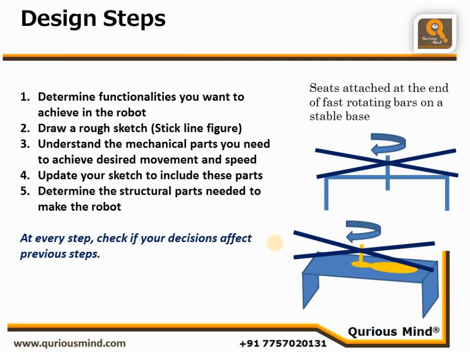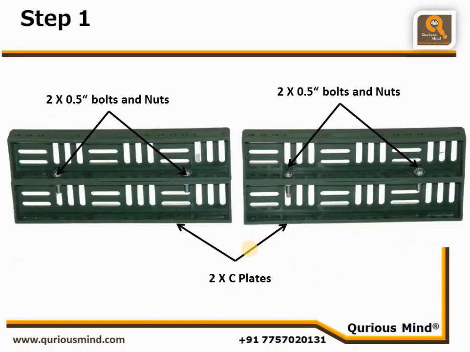Now I want you to pause the video, make your own robot, construct it completely, do not operate it, come back, watch the next part of the video, check if your construction is correct, and if it is correct, go and operate your robot. Let's come to step 1. This is part of our base. We are using two C plates on each side connected with two bolts and nuts tightly secured.